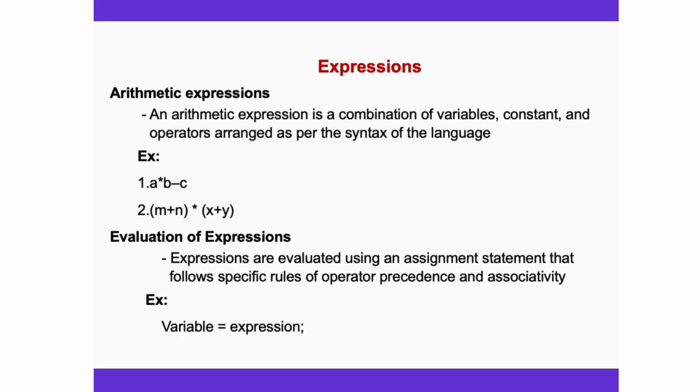How to evaluate the arithmetic expressions? Expressions are evaluated using an assignment statement that follows specific rules of operator precedence and operator associativity. We will see this in the next slide about operator precedence and associativity. Example of evaluation of expressions: variable is equal to expression. Here the variable is placed on the left side and the expression is placed on the right side.